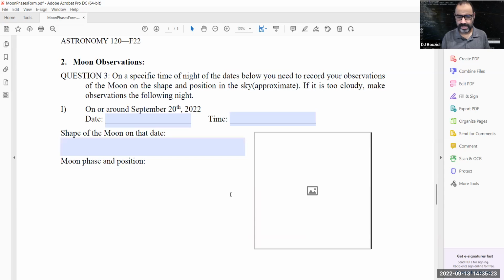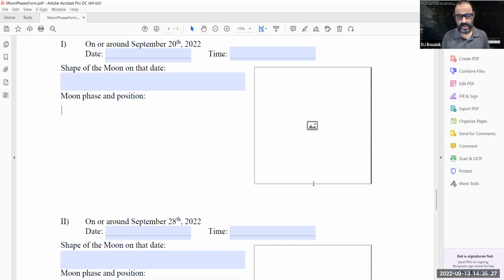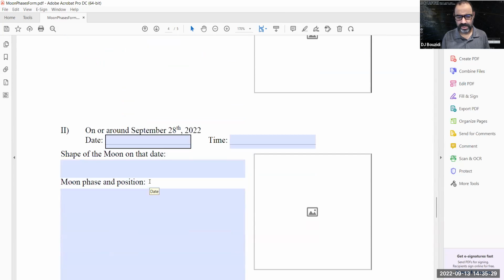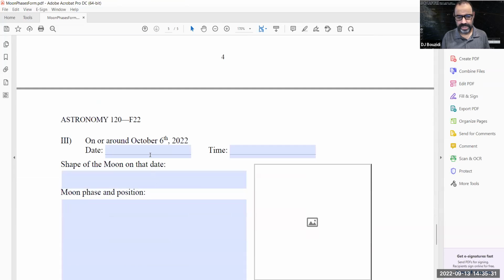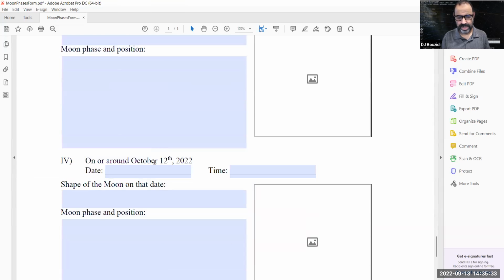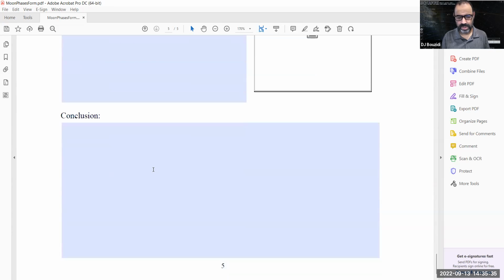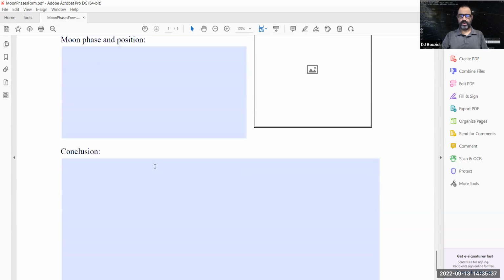And then in here, you're going to describe it. Again, you're going to draw a picture in here and upload it. On the 28th of September, you do the same thing. On the 6th of October, you do the same thing. On the 12th of October, you do the same thing. And here you draw your conclusion.